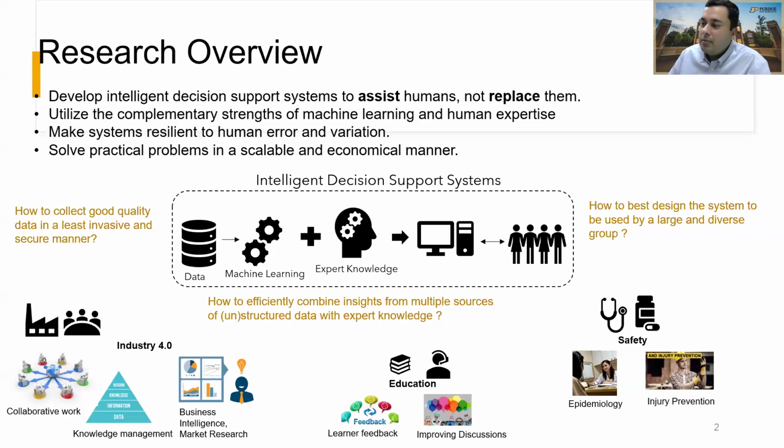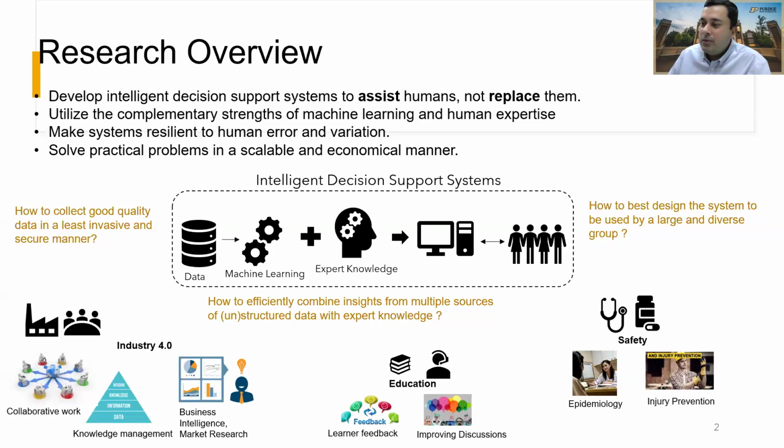So how can we combine this to develop intelligent decision support systems that can assist humans? The intention is not to replace them, as a lot of people fear, that is, is AI going to replace us? Our goal here is to make jobs easier for the people.